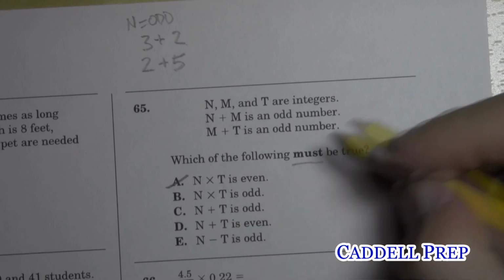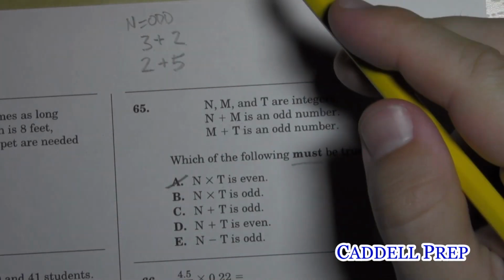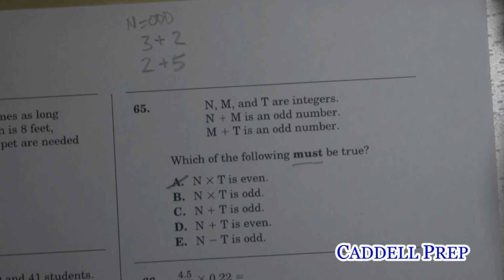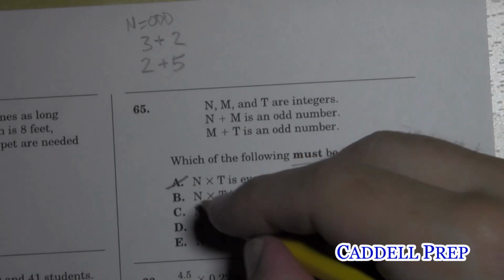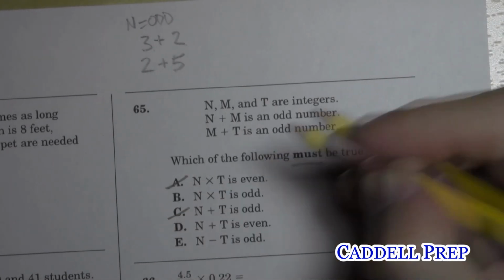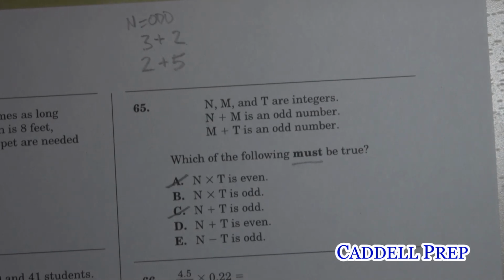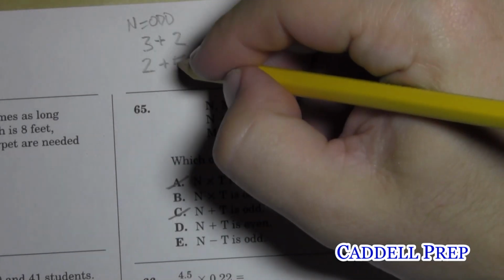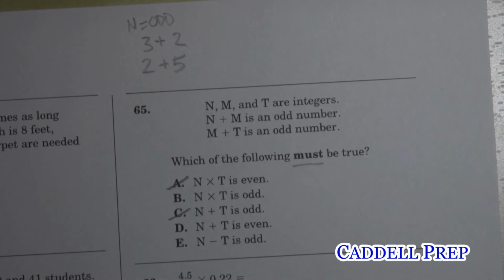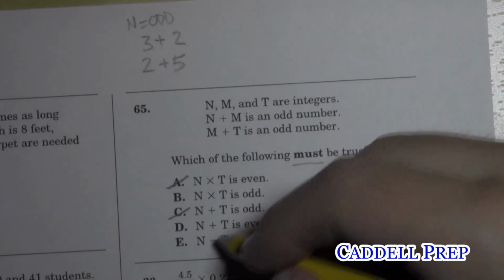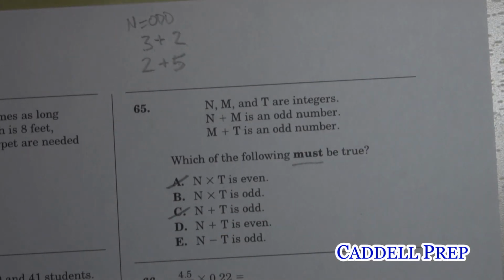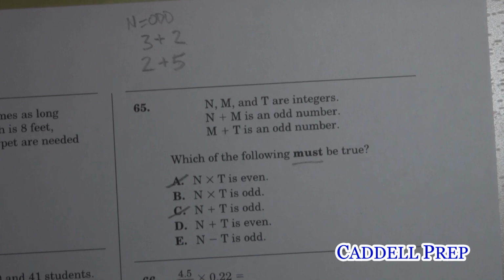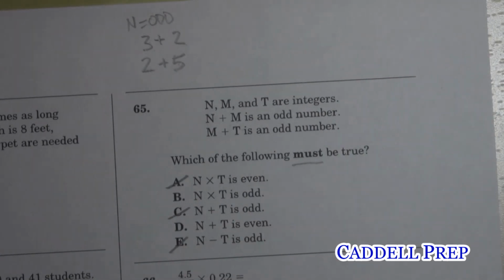N plus T is odd. 3 plus 5, that's 8. So that's not true. N plus T is even. 3 plus 5, that's 8. It is even. So far it could be B or D. N minus T is odd. 3 minus 5, negative 2. So that's not odd. So we're stuck between B and D.